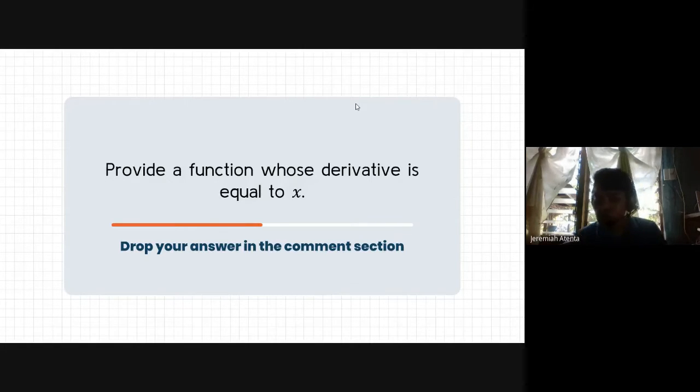Sige. Is there any answers na ba? Okay, wala pa. So, let's wait. Baka nag-construct pa yung iba. You formulate a function na yung derivative niya ay equal to x. Sino kaya yung unang makakapagbigay?